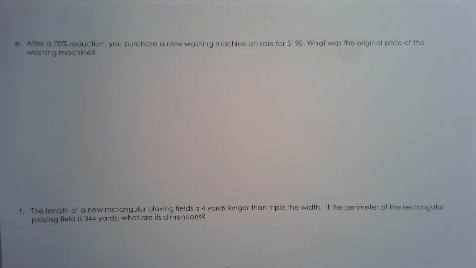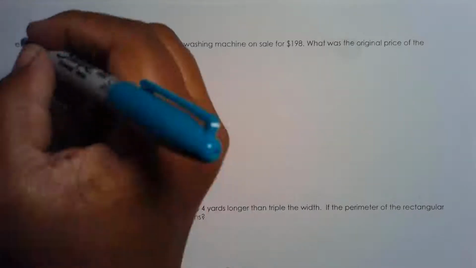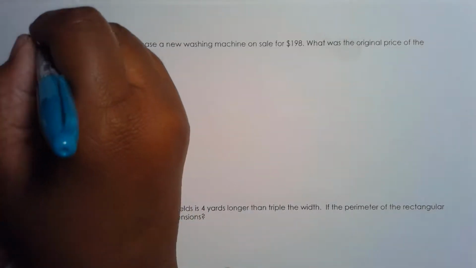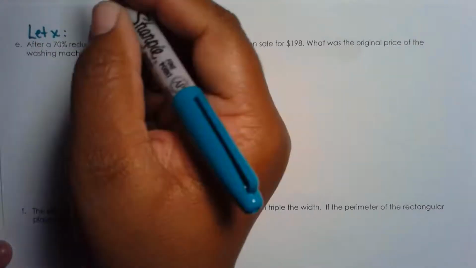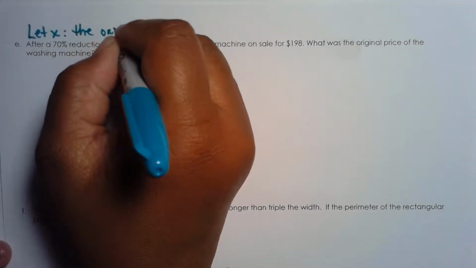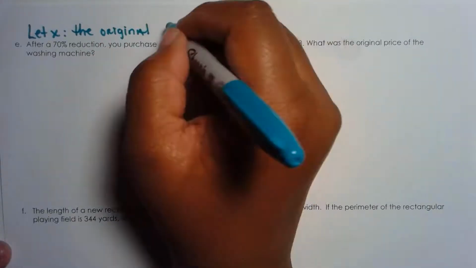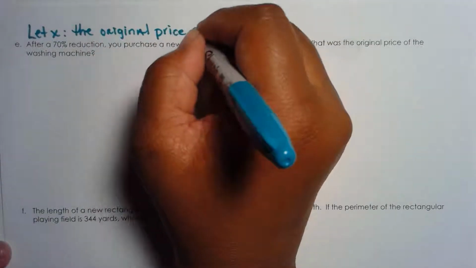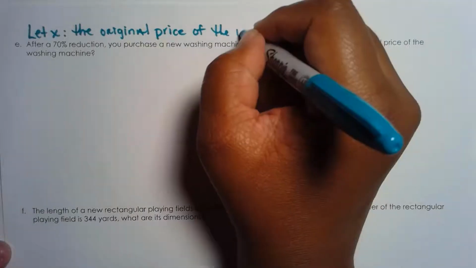After a 70% reduction, you purchase a new washing machine on sale for $198. What was the original price of the washing machine? So to answer the question, let X represent the original price of the washing machine.